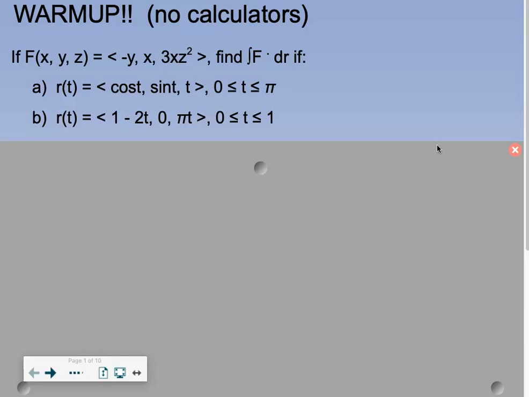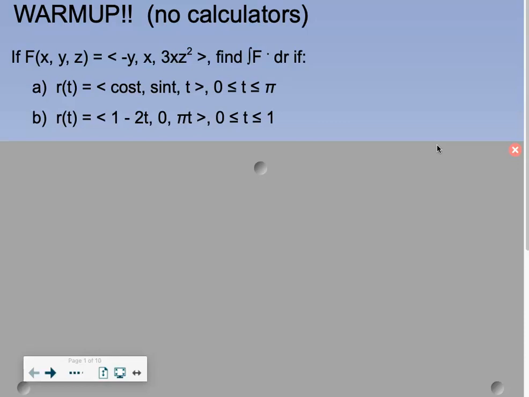I'm just going to look over number 1, part A. F dot dr. So your r is cosine, sine, and t, with t from 0 to pi. The first thing you have to do is find r prime. So r prime is negative sine t, cosine t, 1.